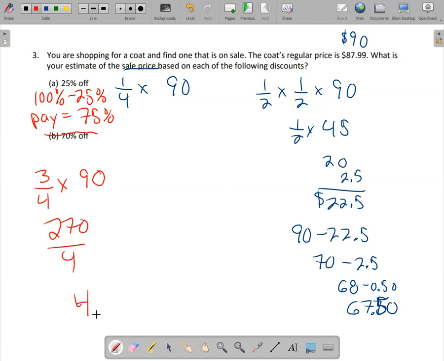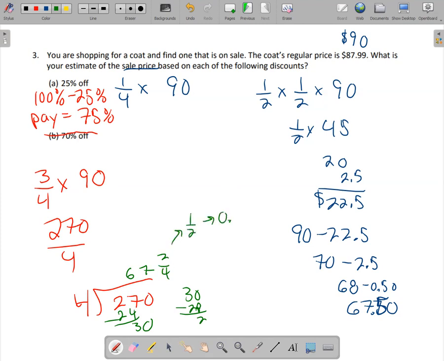And 4 goes into 270. Let's see, 4 goes into 27. Not quite 7 times, so I have to use 6 times. 6 times 4 is 24. Subtract. I get 30 left over. 4 goes into 30 7 times. 7 times 4 is 28. 30 minus 28 is 2. So I get 2/4 left over, which is a half, and 1/2 is 50 cents.